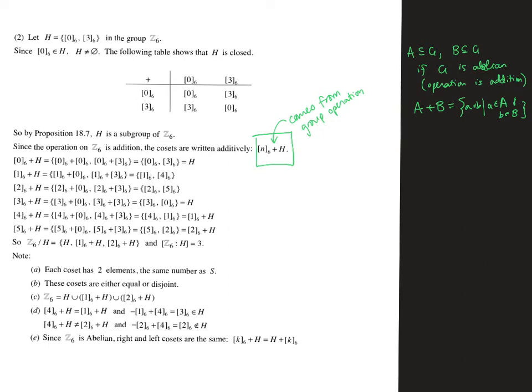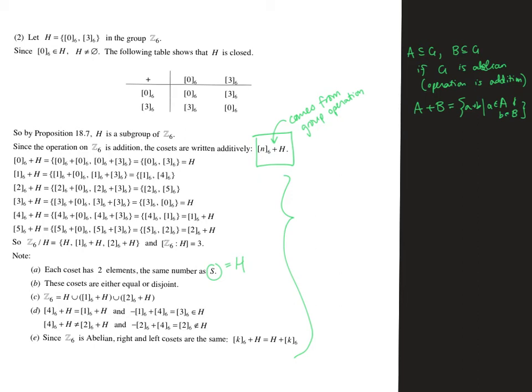Here, we make some observations about the way things work out. They're similar to what we noticed before. Every coset has the same number of elements of our set S, which is, in this case, S is equal to H. The cosets either are equal or disjoint. Z6 is the union of all of its different cosets. We find that we have exactly 3 cosets here. We have the coset H, the coset 1 plus H, and the coset 2 plus H.